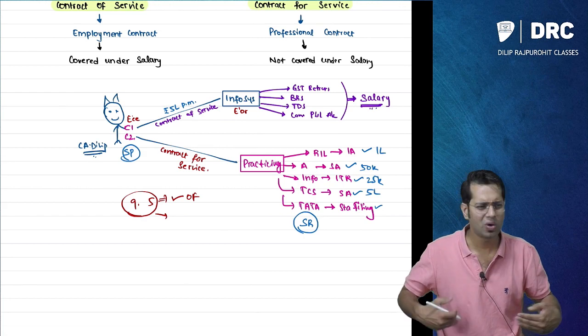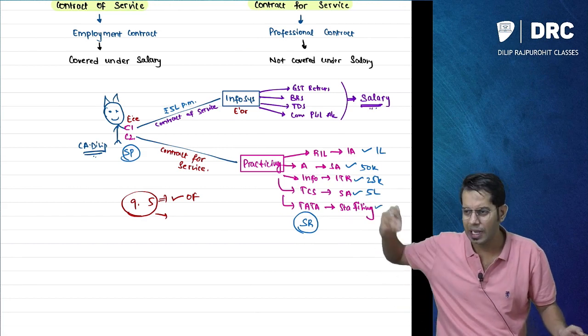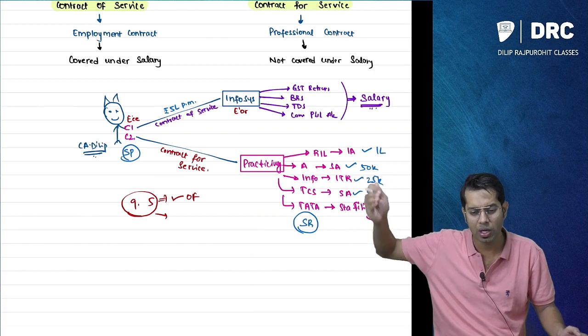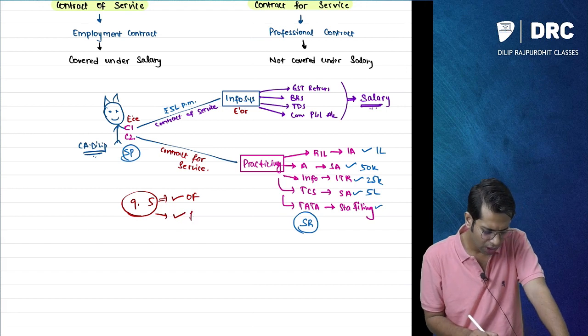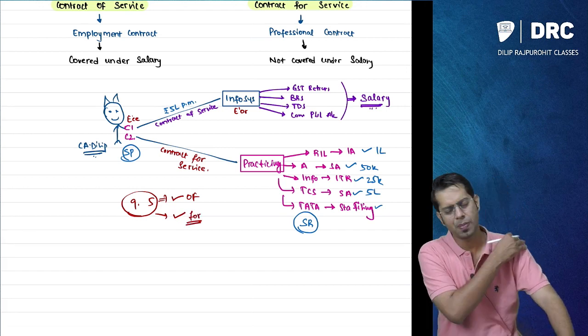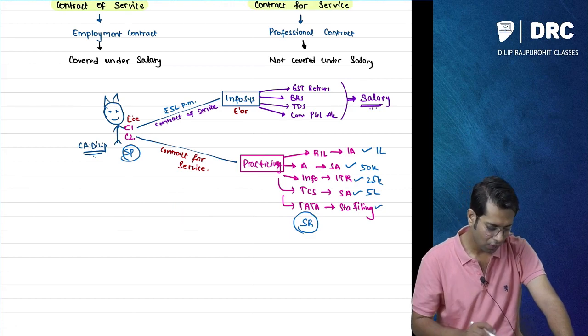Now I don't have any such foundation. I can do the work at any time. There is no time limit that from 9 to 5 only I should work. I can work at 5 o'clock in the morning, or I can work at 10 o'clock in the night. So in such cases, I am taking work based on my own capability. Then in such cases, what will happen, sir? It is contract for service.